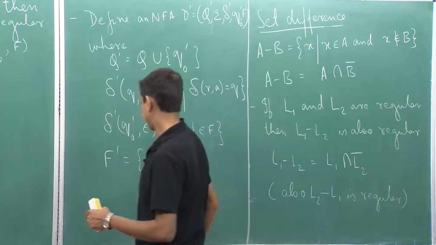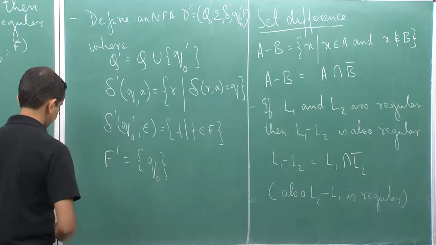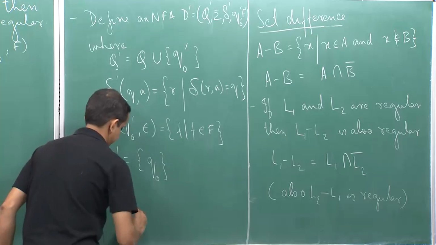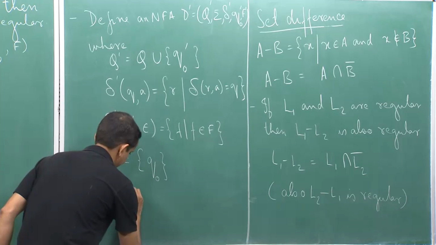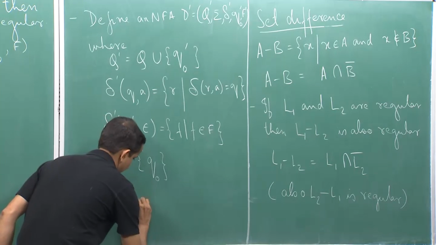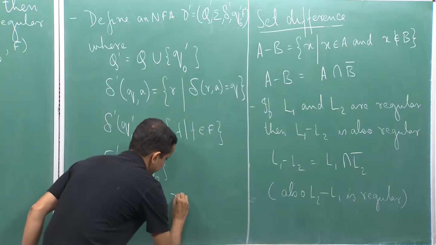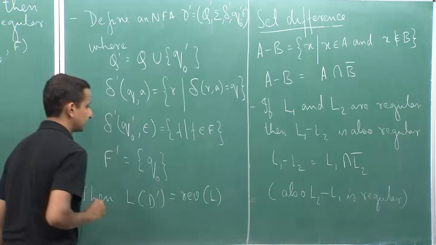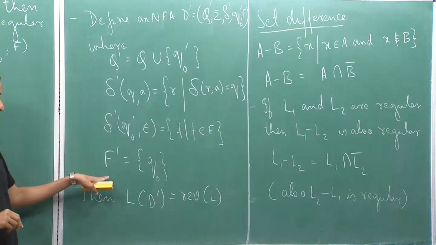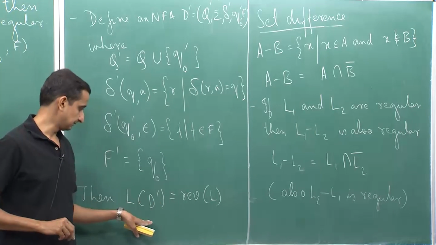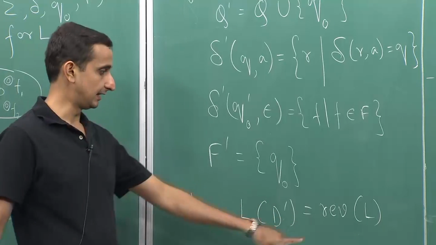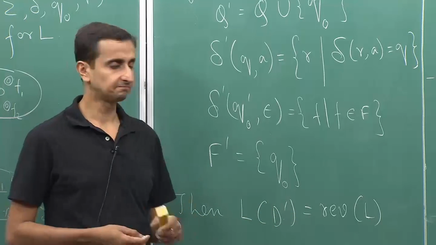So, then L of D prime is nothing but the reverse of the language L. So, we have constructed an NFA which accepts the reverse of the language L, hence reverse of L is regular. Okay.